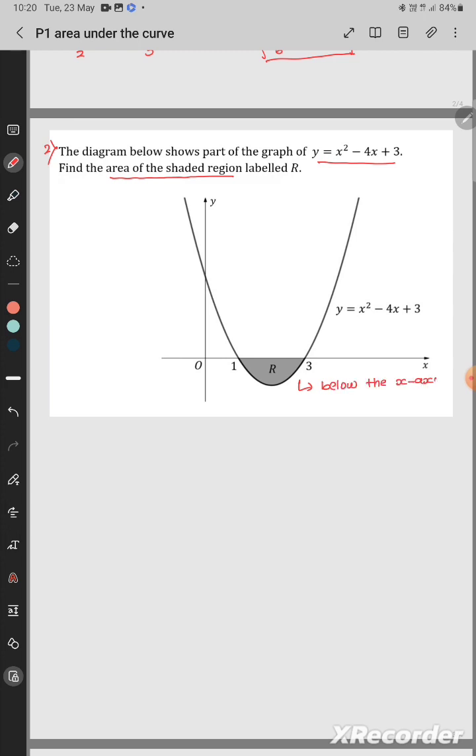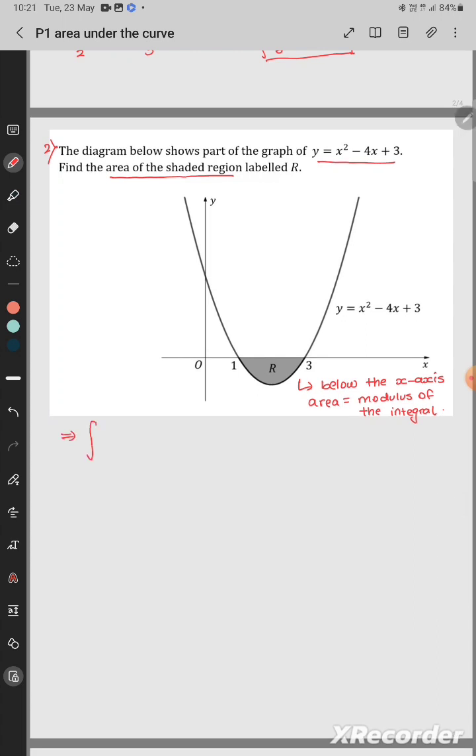So whenever we want to find the area of any shaded region below the x-axis, the area will be the modulus of the integral that you will find. Because if you do the integration, you're going to get your answer as negative. But we cannot have area as a negative value, right? So we have to always use the modulus sign. So when we use modulus, we will just take the value, so we will drop the negative sign. So let's quickly look at the integration.